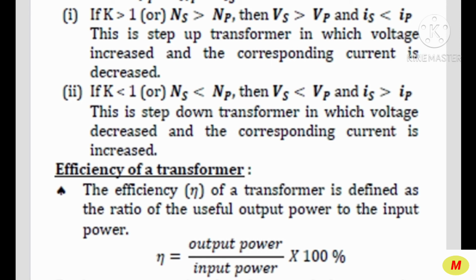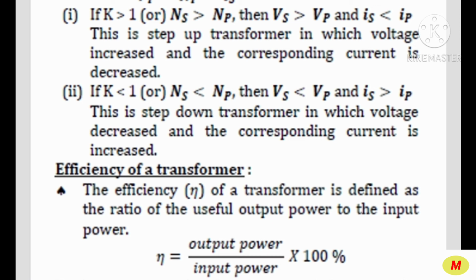Next point, if K is less than 1 or Ns is less than Np, then Vs is less than Vp and Is is greater than Ip. This is step down transformer in which the voltage is decreased and the corresponding current is increased.